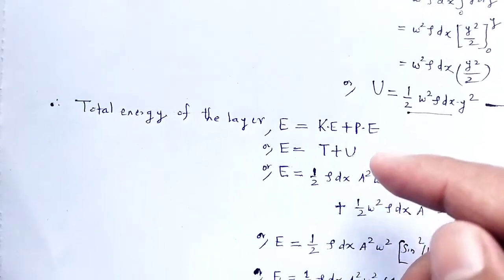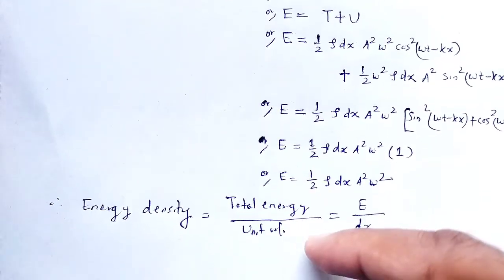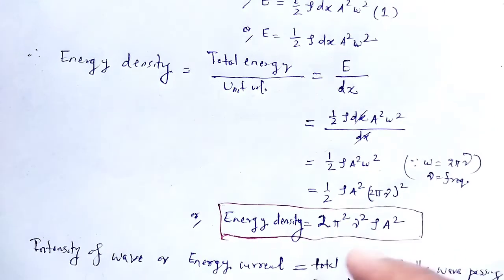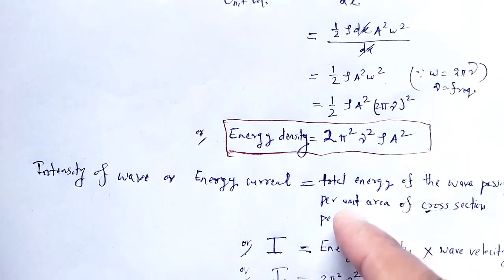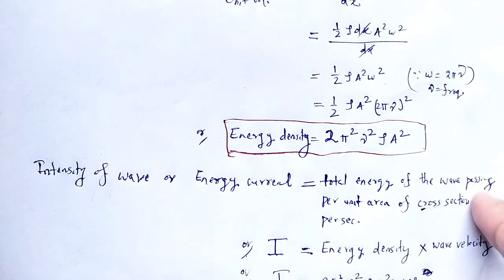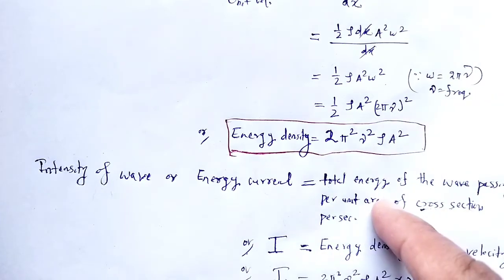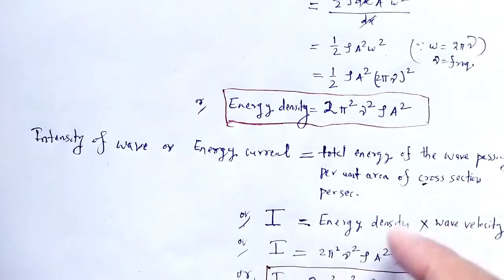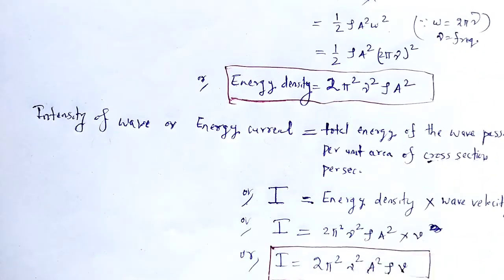Total energy is the sum of potential energy and kinetic energy. Energy density is total energy per unit volume. Here is the expression for energy density, and now the intensity of wave, or the energy current, which is the total energy of the wave passing per unit area of cross section per second. That is the energy density into the wave velocity, which is the expression for intensity of wave, or the energy current for a plane progressive wave.